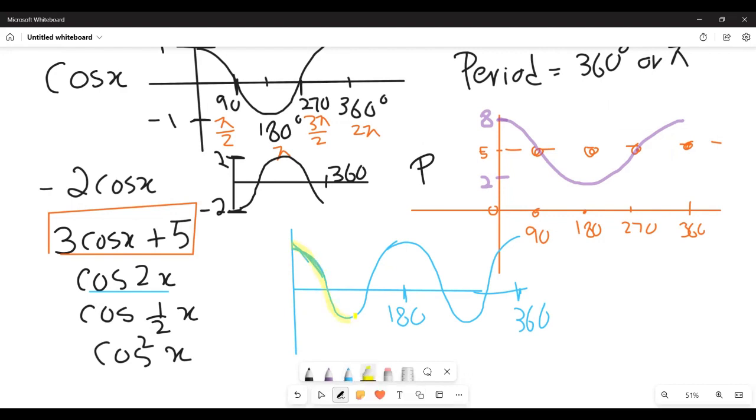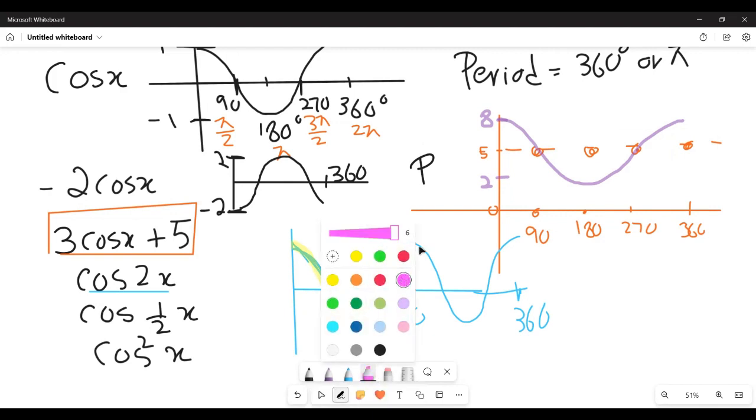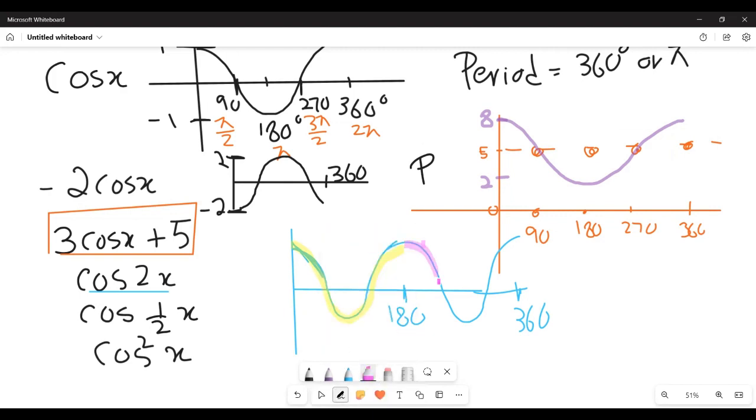So this is the first cycle, and the other one is the second cycle, which you might or might not be asked to show. Okay.